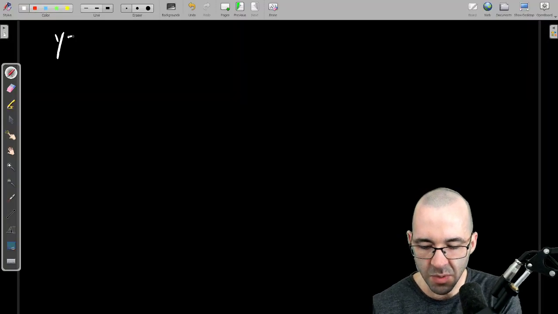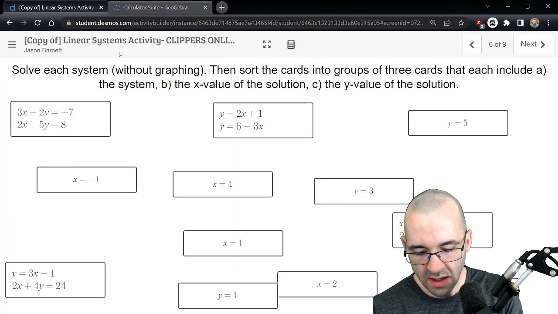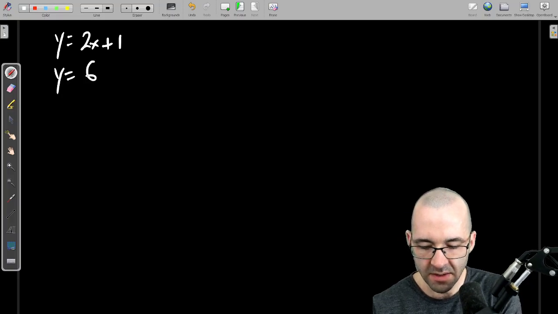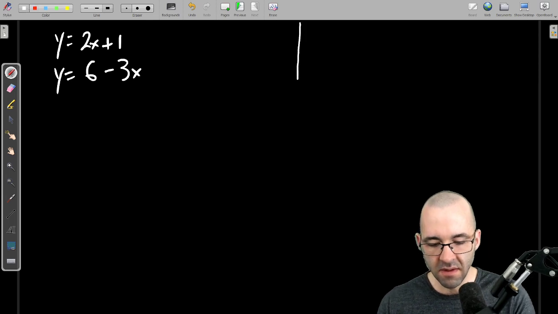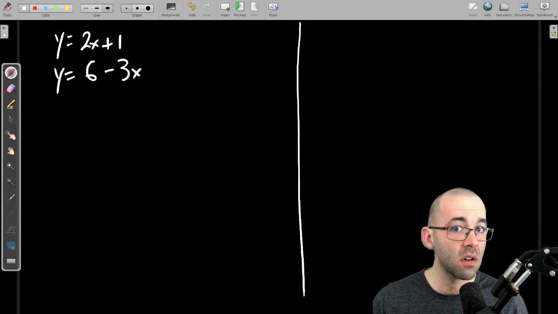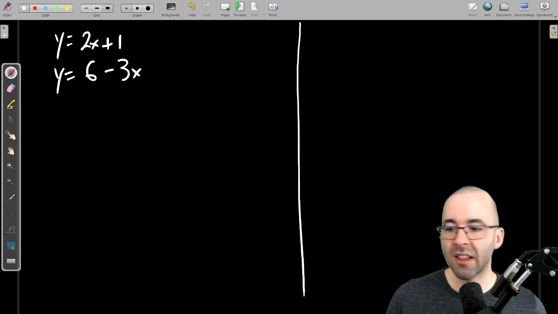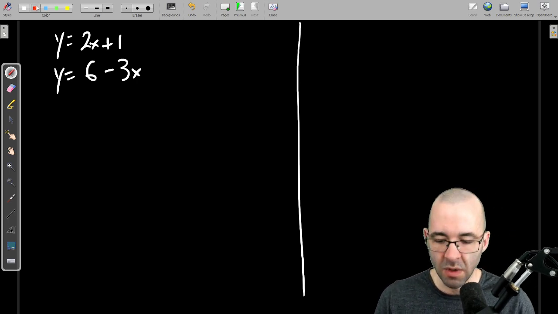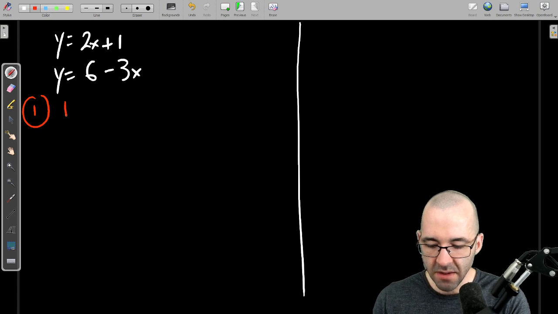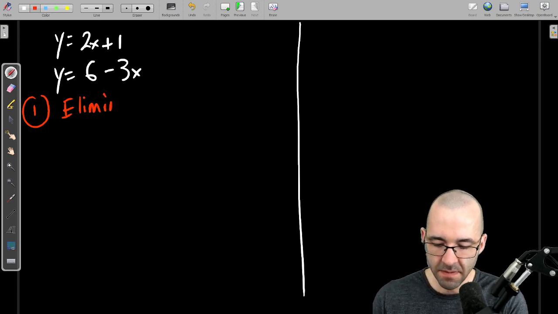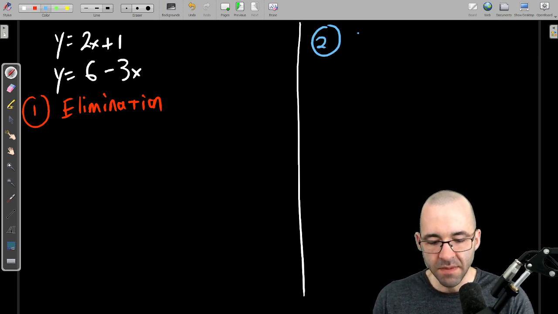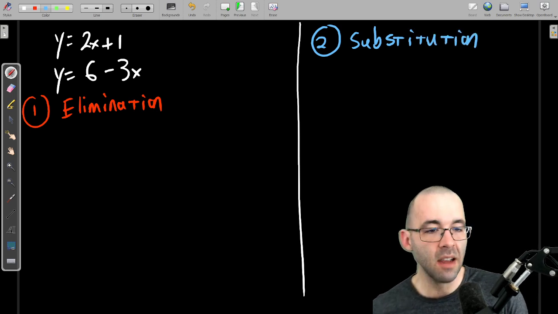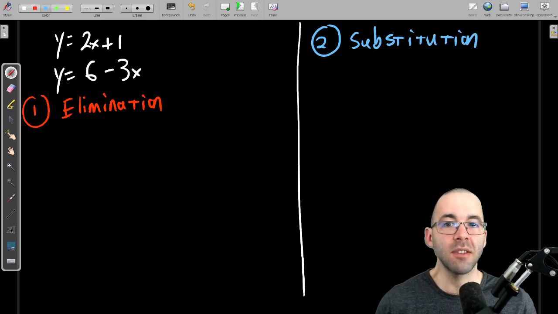Y equals 2x plus 1. And y equals 6 minus 3x. The two different methods both will always work. Sometimes one will be easier than the other. You can choose whichever one you want to use. The first method is called elimination. And the second method is called substitution. Let's start with substitution here, because this is a perfect opportunity to use the substitution method.